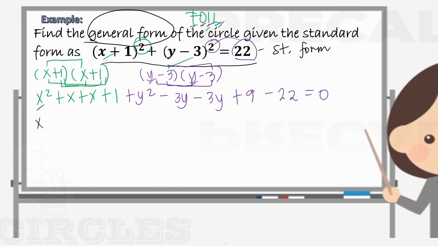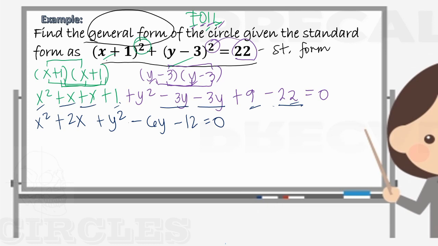So, yung x squared plus x is equal to 2x. So, itong 1, i-add natin siya dito and dito. Give muna natin yan para sa dulo. And then, yung y squared. And then, itong negative 3y plus negative 3y, so magiging negative 6y. And then, 1 plus 9 is equal to 10. 10 minus 22 is equal to negative 12.